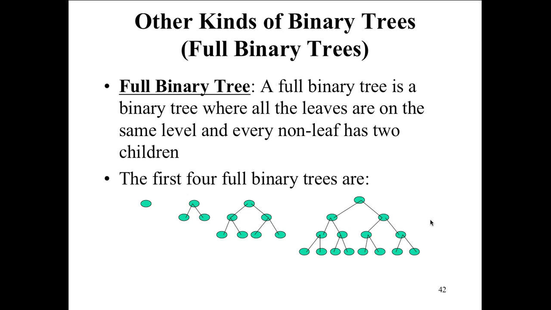The full binary tree and the partial, or the incomplete. So the full binary tree is a tree in which all the leaves are on the same level, and every non-leaf has at least 2 children. So the first 4 full binary trees, as an example, all the leaves come out at the same level. Everybody has at least 2 children, which means it's full.